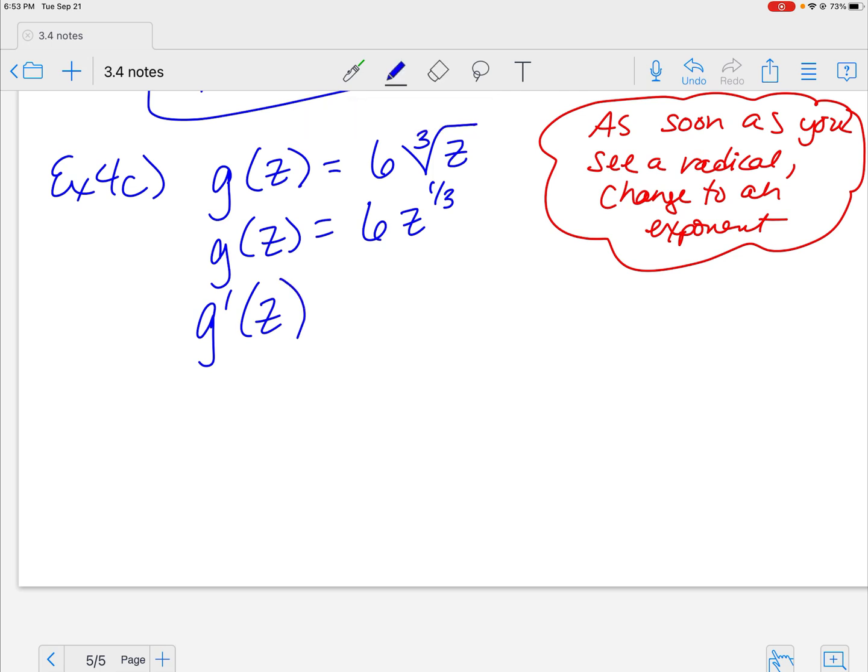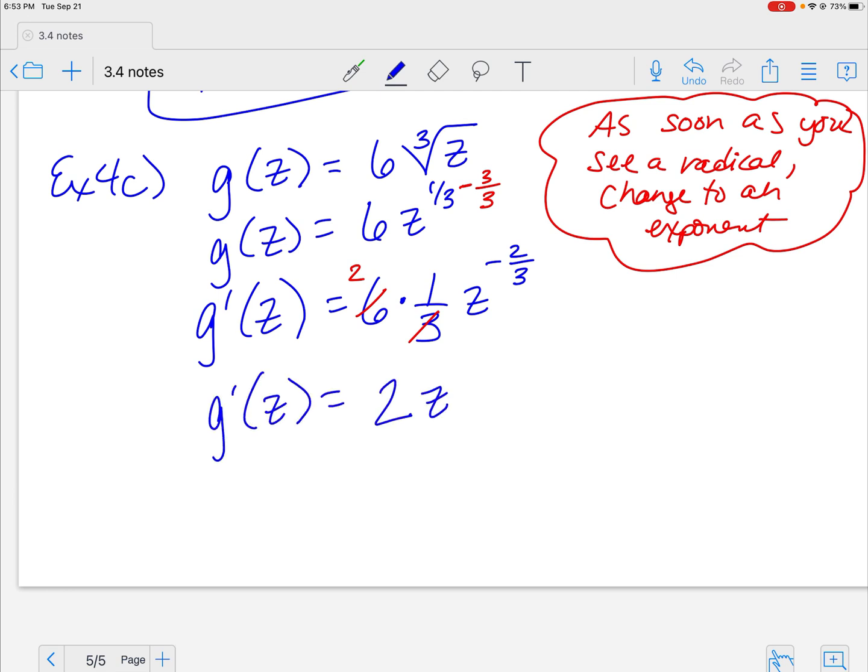We're good. Bring that in front: 6 times 1/3. And then remember, I am subtracting 1 from this, but when you have that common denominator, that's going to give you a negative 2/3. 3 goes into 6 2 times. So G prime of Z is 2Z to the negative 2/3.